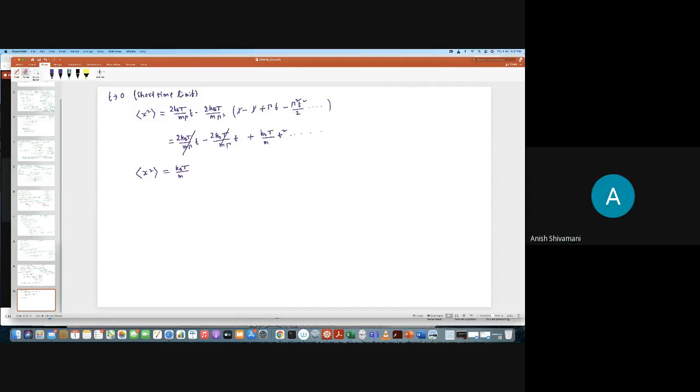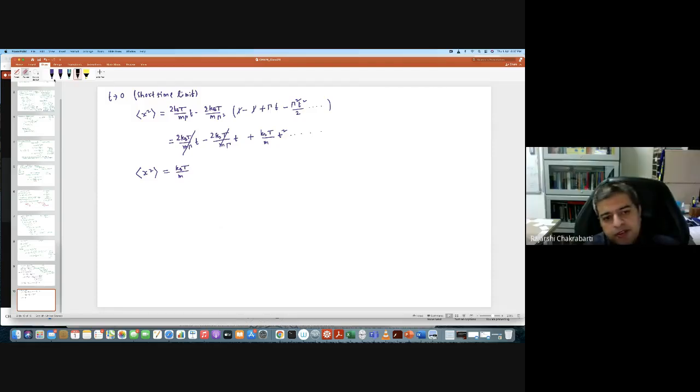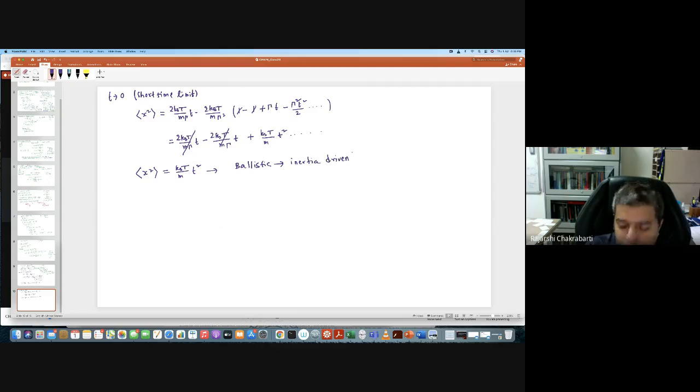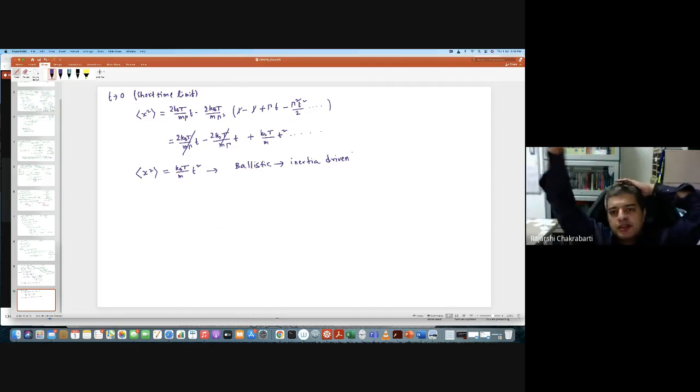So can we say that the motion is ballistic in the short time? Yes, it's ballistic, and it is diffusive in the long time. So this is ballistic, or inertia driven. In the short time limit, your mean square displacement is ballistic. It is driven by inertia. But beyond the time scale, in the long time, it becomes diffusive.